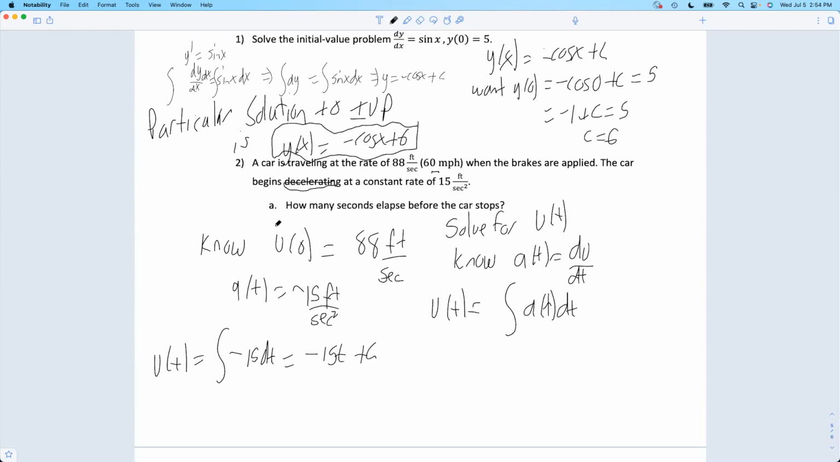Now I have this initial value here. That's the point (0, 88).